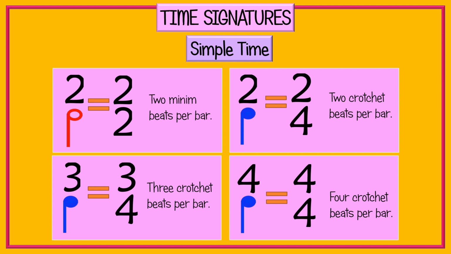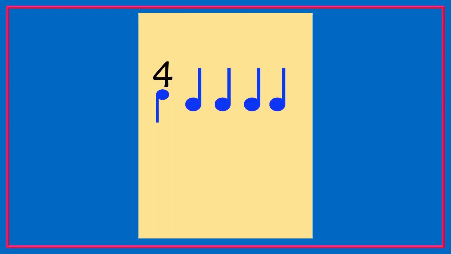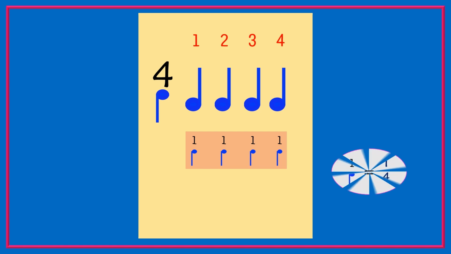Look at these simple time signatures. You will understand what they mean in this video. You can see that this time signature shows a 4 over a crotchet. This means that there are 4 crotchet beats in the bar of music. You know that one crotchet is 1/4 of a SEMI-BREVE. So each crotchet beat can be written as 1/4. Instead of writing the time signature as 4 over a crotchet, we can write 4 over 4.